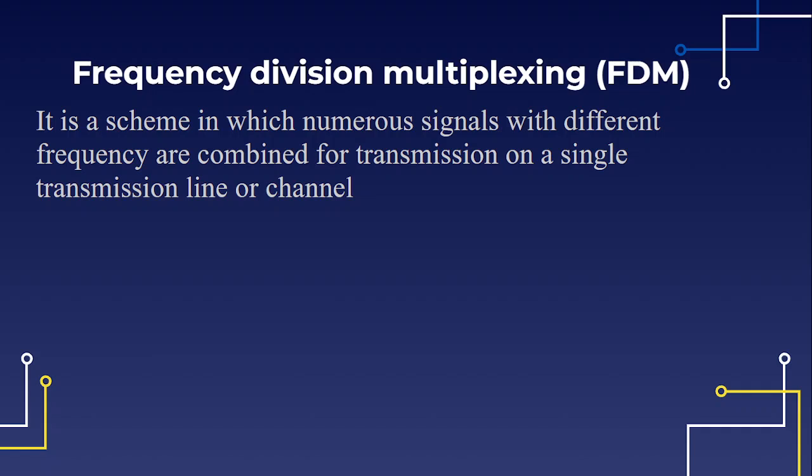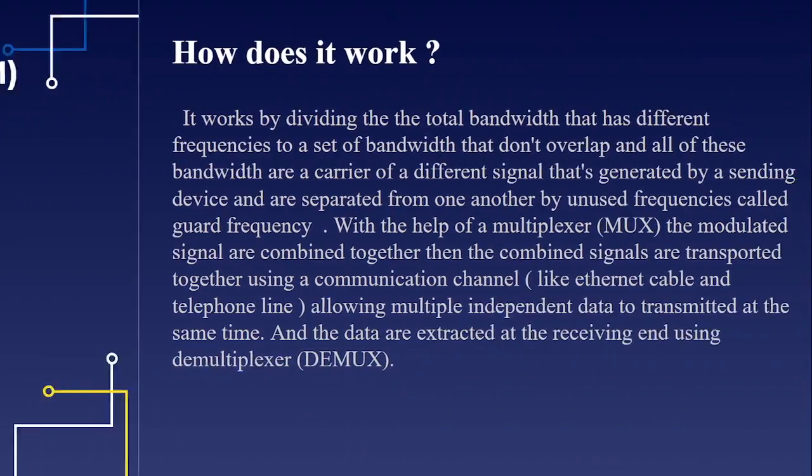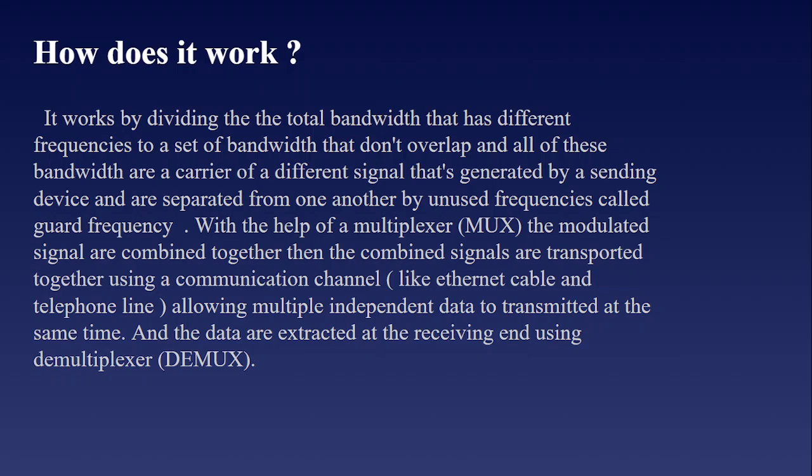Speaking of frequency division multiplexing, what is it? It is a scheme in which numerous signals with different frequencies are combined for transmission on a single line or channel. How does it work? It works by dividing the total bandwidth into different sets of frequencies that don't overlap, and all of these bandwidths carry a different signal generated by a sending device, and are separated from one another by unused frequencies known as guard frequencies.